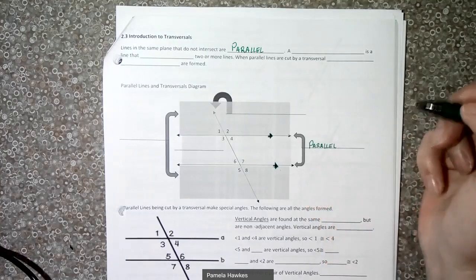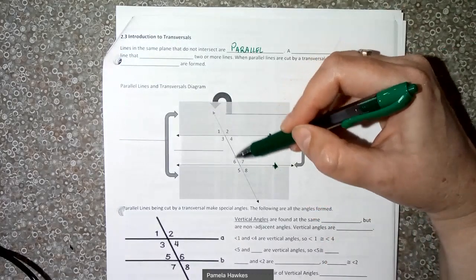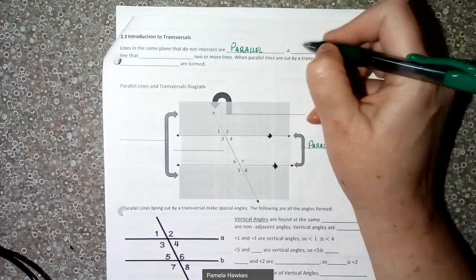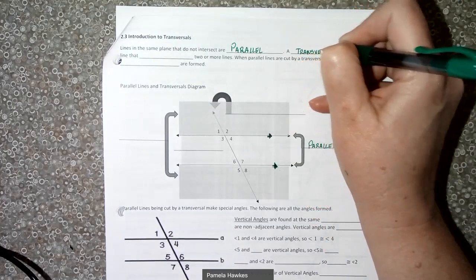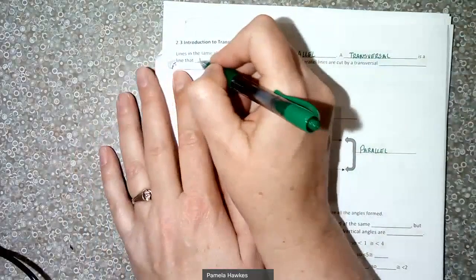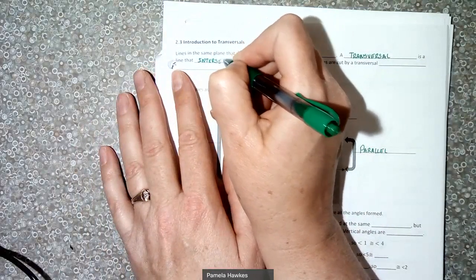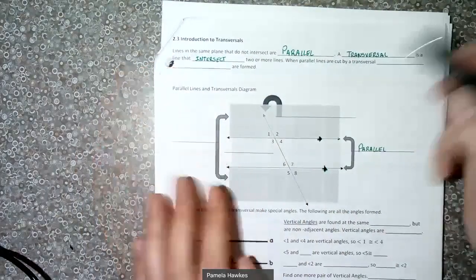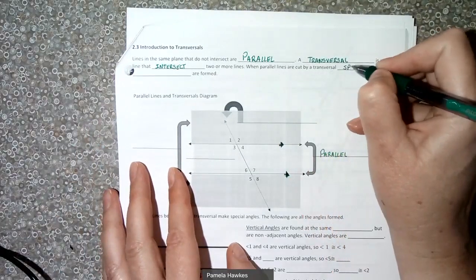This line right here has a special name. Does anybody know what this line is called? It's called a transversal. A transversal is a line that intersects two or more lines. It only has to intersect two or more lines. It doesn't say how, but it has to cross over two or more lines. When parallel lines are cut by a transversal, special angles are formed.